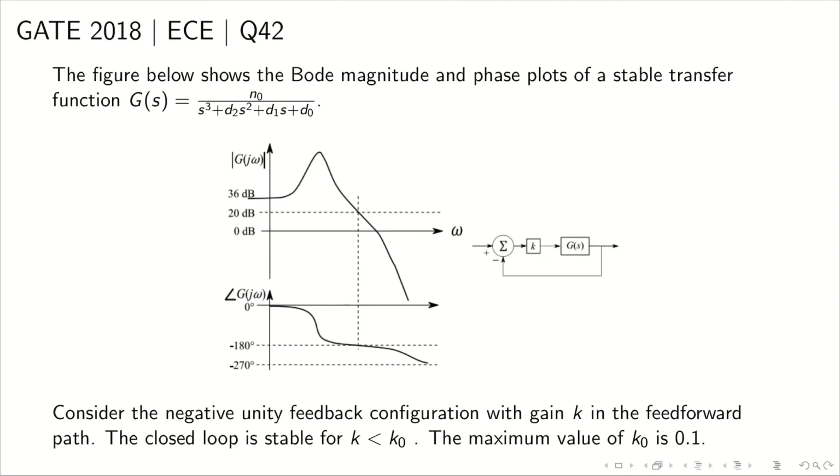In this problem, the Bode magnitude and phase plot was given, and it was asked to find the value of k naught for which the closed loop system is stable, and we find the maximum value of k naught as 0.1.